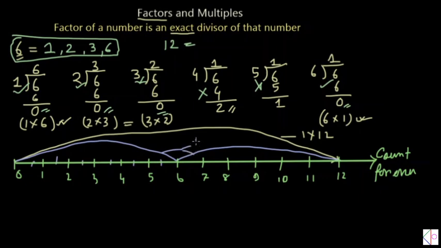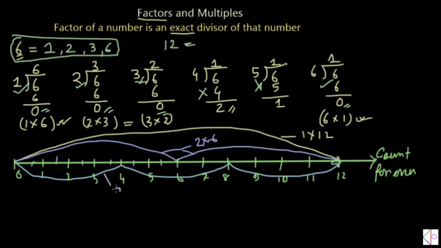So from here we can write 2 times 6. So 6 and 2 are both exact divisions. Now again, if I take 3 to divide 12, then what will happen? We will get the value 4. So 3 and 4 is another pair of factors. We can move from 0 to 4, 4 to 8, and again 8 to 12.